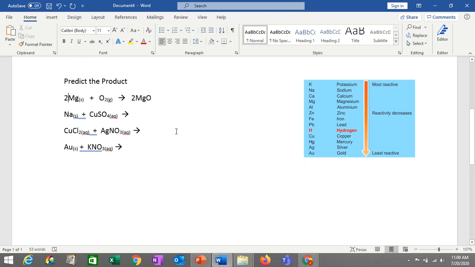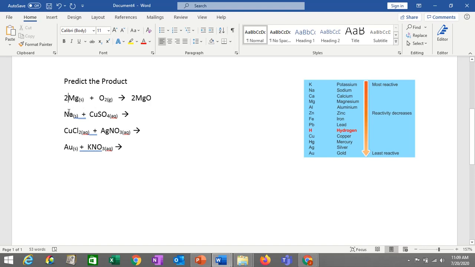Okay, next one. Na plus CuSO4. So we've got sodium plus copper 2 sulfate. So what could this be? Well, we have an element and we have a compound. So that already tells us what it is, right? An element and a compound. We have one type of reaction that looks like that. And that would be your single displacement.